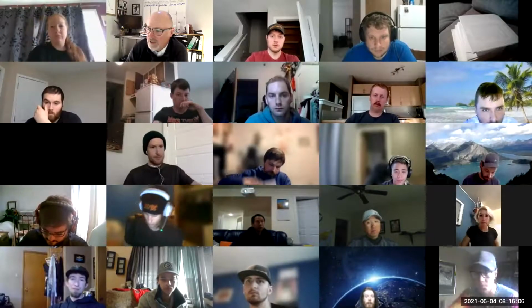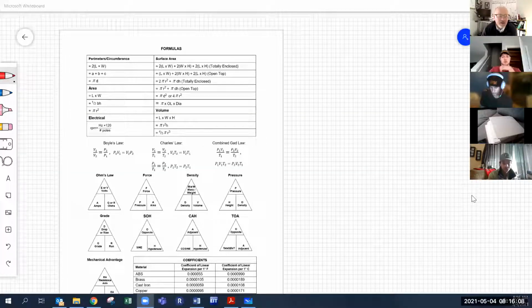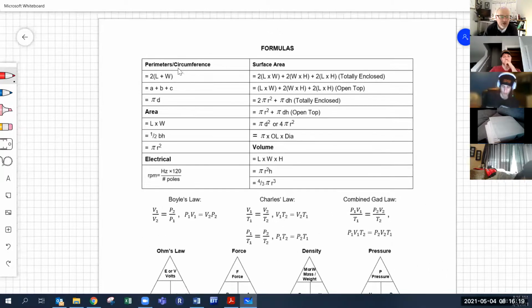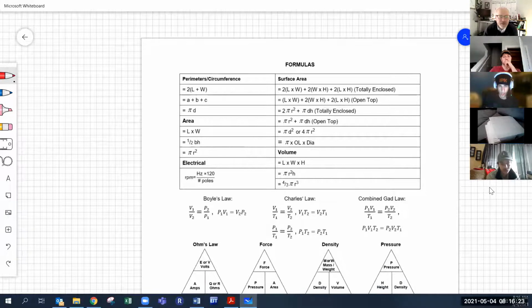Okay, I'm going to start by sharing my screen here. So this is the formula sheet that you would find on your TQ. And we're going to talk about all of these things on here today, if we can get there.